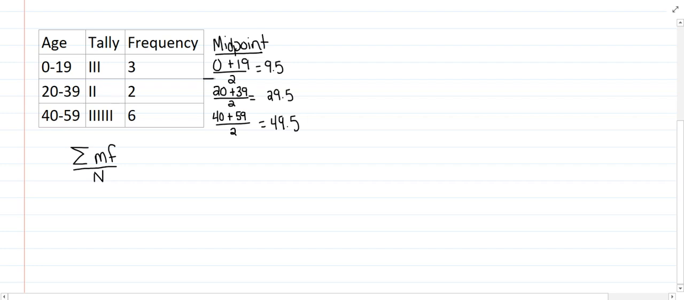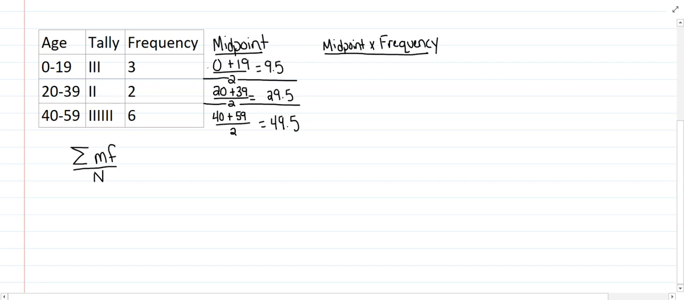I'll go ahead and draw a line, kind of making my chart here. Okay, my second step is to multiply the midpoint of each group by the frequency of that group. So my next column, I'm going to go midpoint times frequency. Now doing midpoint times frequency, that's going to give me this here, MF. So this is M times F.